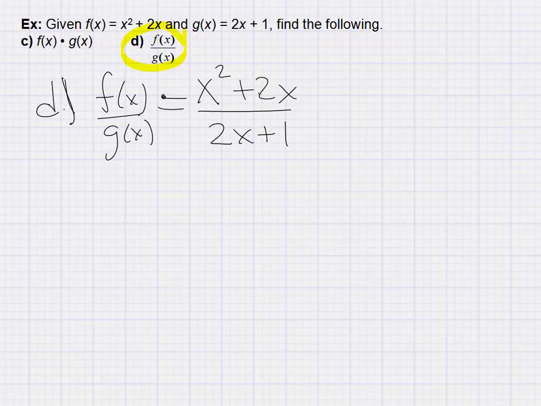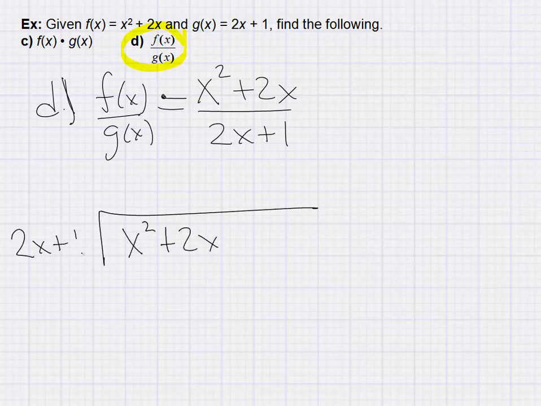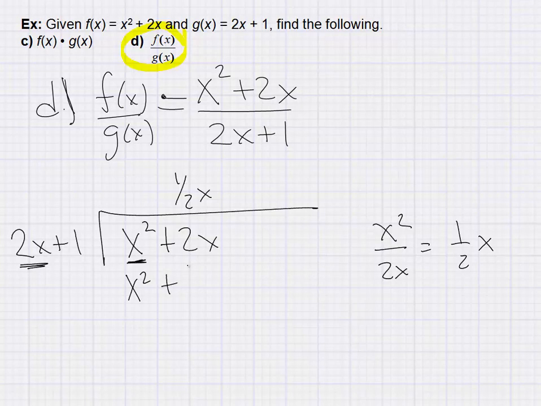In that case, how do I divide polynomials? Well, I can do long division to do that. I'd say, okay, here's x squared plus 2x, here's 2x plus 1, and I divide. I take the first term inside, divide it by the first term outside. So x squared divided by 2x gives me 1/2 x. Multiply that, I get x squared plus 1/2 x. Subtract that line. So 2 minus 1/2 is going to give me 3/2 x.